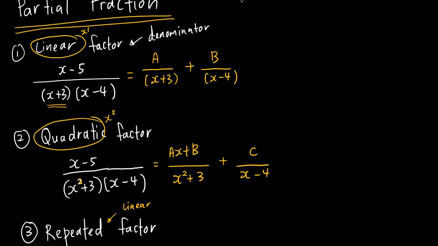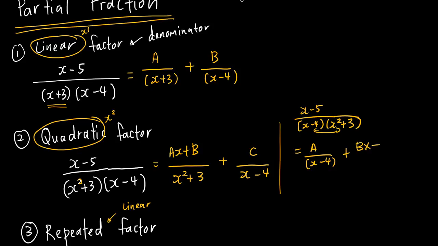So let's say these two actually swap the place. The x minus 4 is at the beginning and x squared plus 3 is at the back here. Then you can just change a little bit. That means let's say you have an example like this, x minus 5 over x minus 4 times x squared plus 3. Because they are multiplied, right? Actually you can swap the place by yourself, or if you really want to do it like this, you can always do this: a over x minus 4 plus bx plus c. So I will change this one to bx plus c over x squared plus 3. Yeah, you still will get the same result, alright?